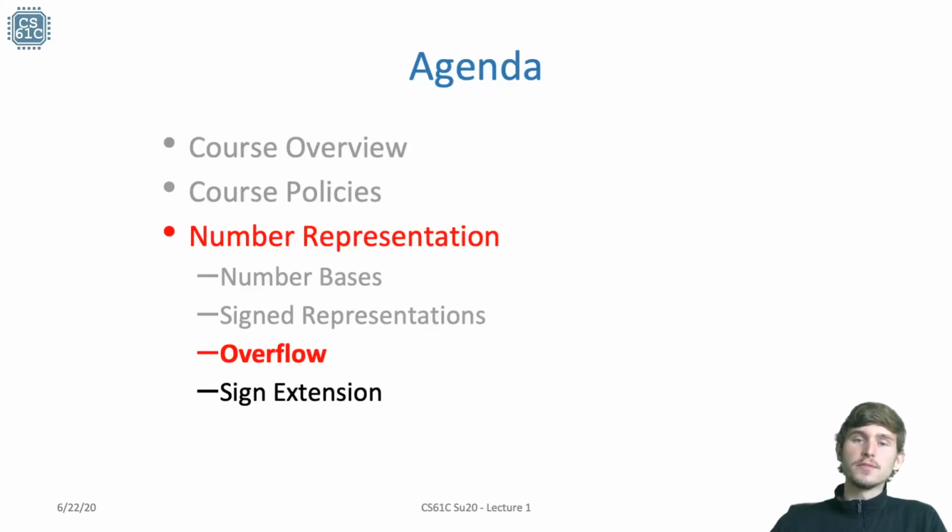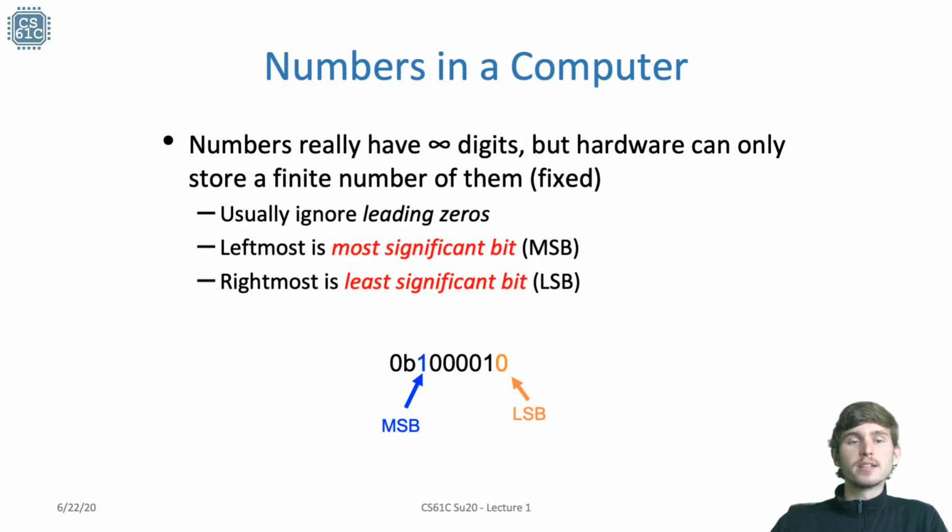So the next concept of today's lecture is overflow. Overflow comes along because of how we represent numbers in a computer. Normally, numbers have an infinite number of digits, but with hardware we can only store a finite number of them. So usually we just ignore the leading zeros. Some other important things I thought you guys should know: the leftmost bit is the most significant bit, and the rightmost bit is the least significant bit.